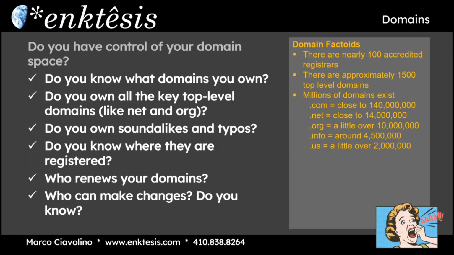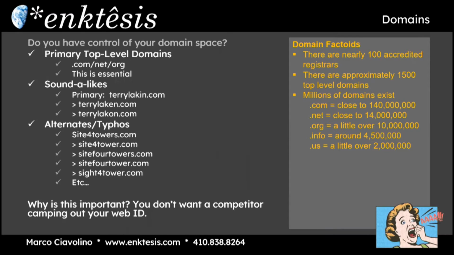They don't have sound-alikes. They don't know where they're registered. I've had clients where I've ended up with domains at 5 or 6 registrars. They don't know who manages the domains or renews them or even who owns them. And they don't know who can make changes. So registrars, as you can see, there's about 100 of those globally and about 1,500 top-level domains. The only ones that really matter for you are com, net, and org. And we'll talk about that on the next couple of slides.